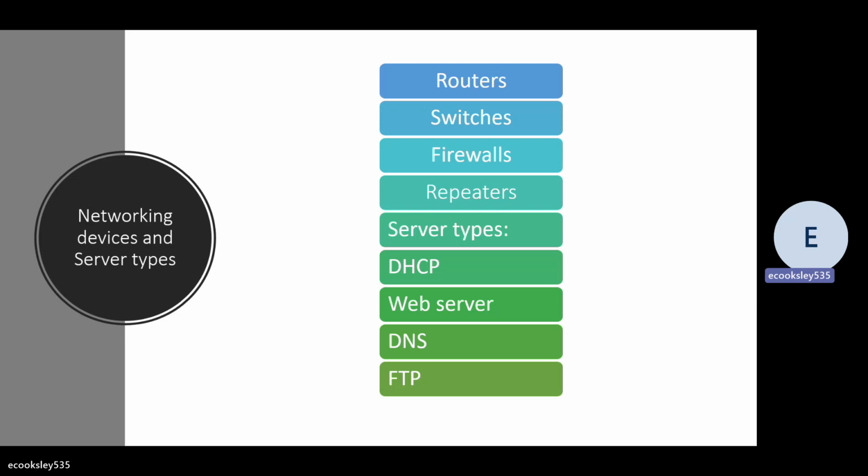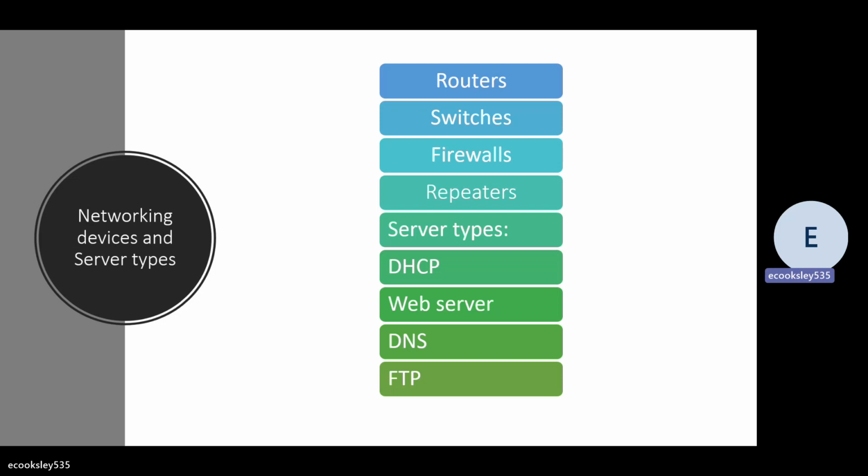Next, I'm going to be covering our server types. So our first server type is DHCP, which is the Dynamic Host Configuration Protocol. A DHCP server is responsible for assigning IP addresses and other network configuration parameters dynamically to devices on a network. It allows devices to join a network and automatically obtain the necessary network settings without manual configuration.